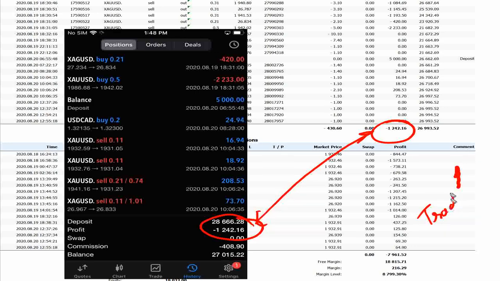1242 negative, minus 1242.60. So you can check the trading history. The trading history that we are showing you matches with the account that we are showing live. So both are the same. There is nothing different or otherwise.